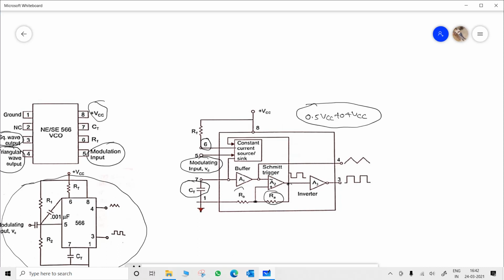The output of the Schmitt trigger is connected to the non-inverting terminal of the Schmitt trigger circuit. These resistors RA and RB will determine the voltage at the non-inverting terminal. If RA is equal to RB, then the voltage at the non-inverting terminal will be equal to the Schmitt trigger output voltage divided by 2. So if the output of the Schmitt trigger is at 0.5 VCC, this value will be 0.25 VCC. If the output of the Schmitt trigger is plus VCC, the non-inverting terminal voltage will be 0.5 VCC.